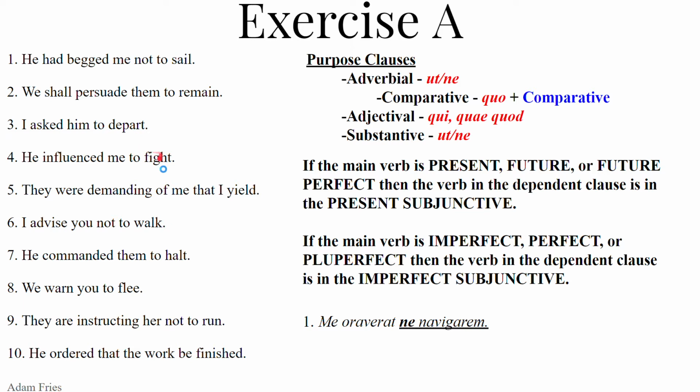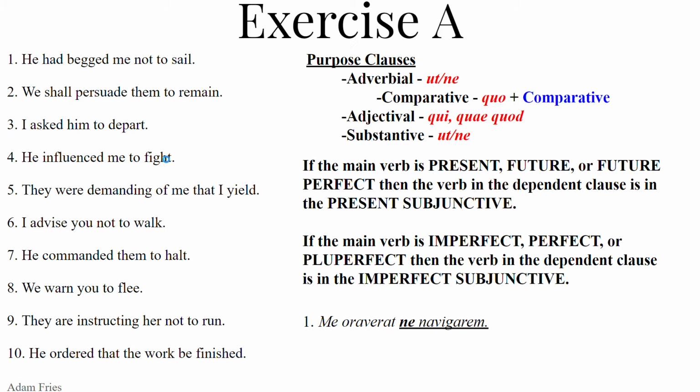This is the noun clause. This is the substantive. What did he influence me to do? To fight, so that I might fight. So we want the imperfect subjunctive because we're in secondary sequence. This is perfect tense. Imperfect subjunctive of pugno, pugnare, pugnavi, pugnatus. So pugnarem. Me adduxit ut pugnarem.